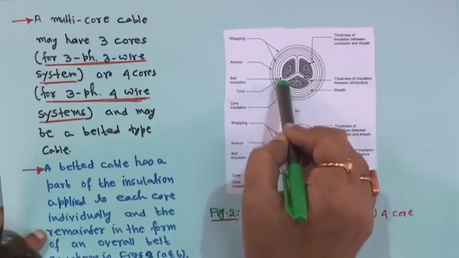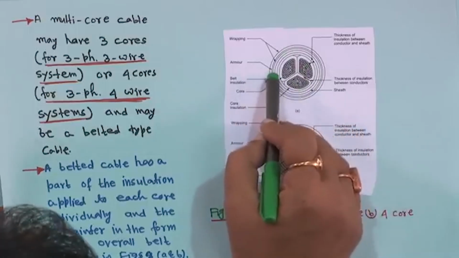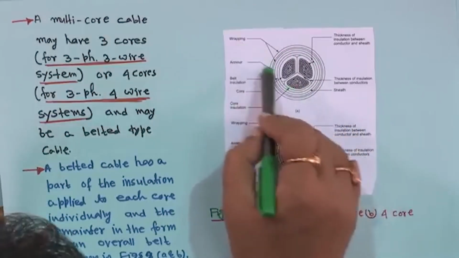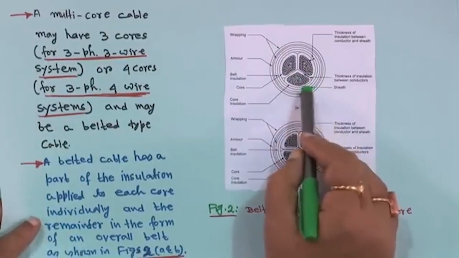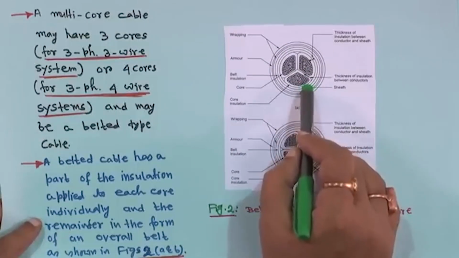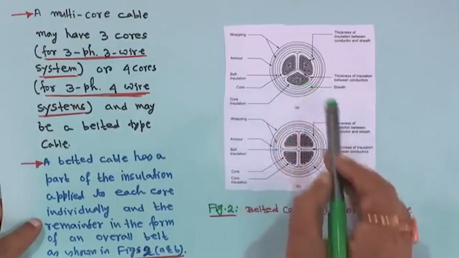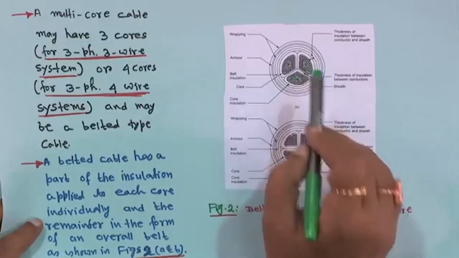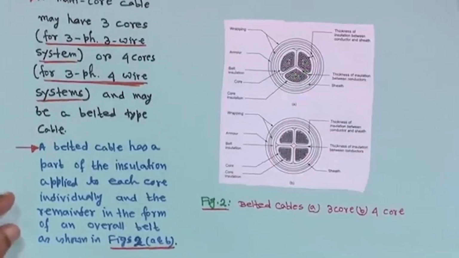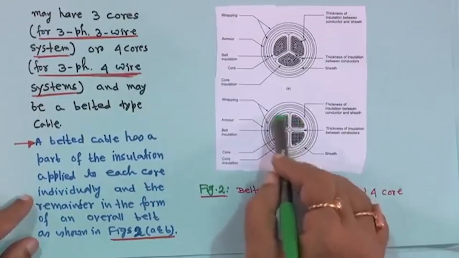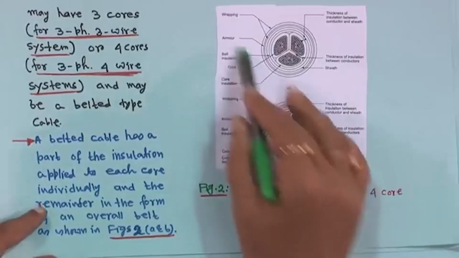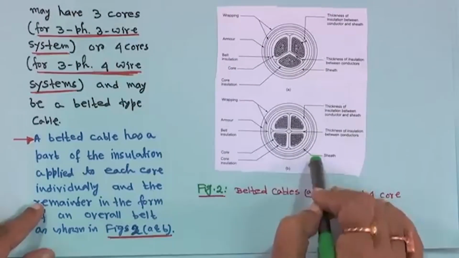Then the belt insulation, as I told you, goes around this, then the armor ring is there, and the wrapping. This is the 3 wire arrangement, for a 3 phase 3 wire system, this is the 3 core cable, and the conductors are shown this way. Next, this is the 4 core cable. There are 4 cores and the philosophy remains the same. Whatever I said, the same thing applies here.